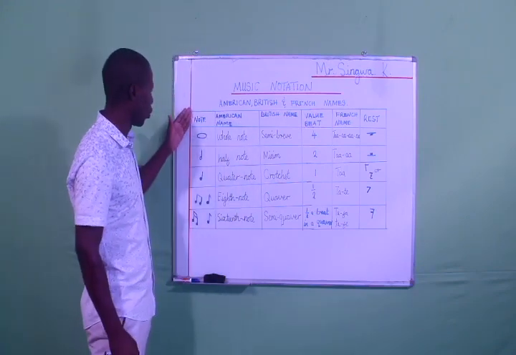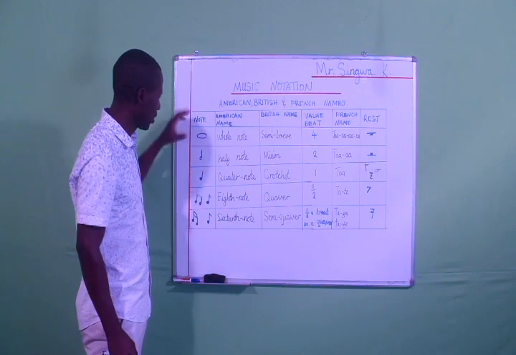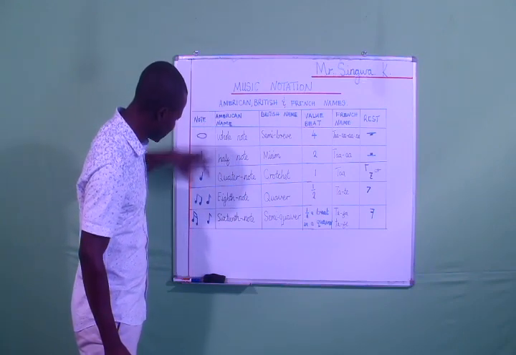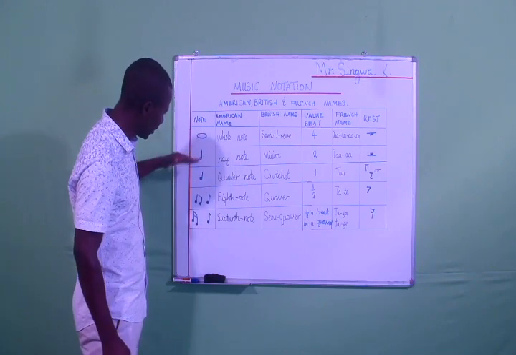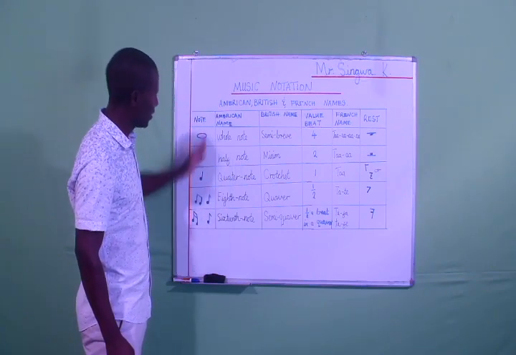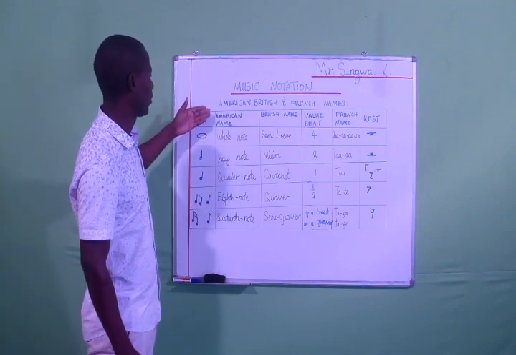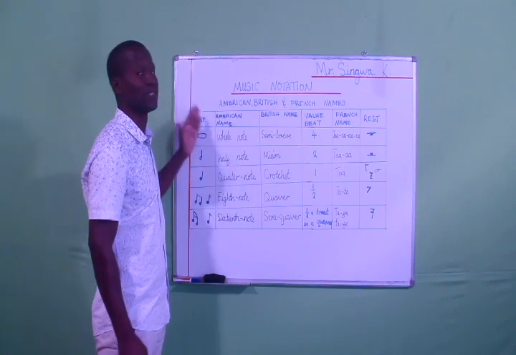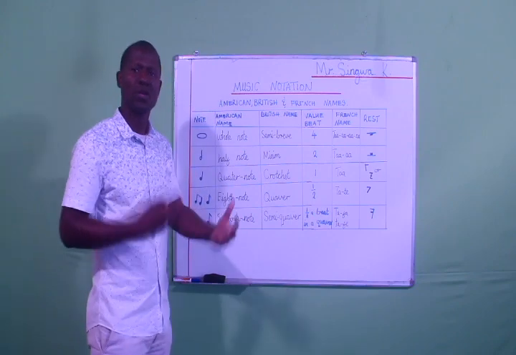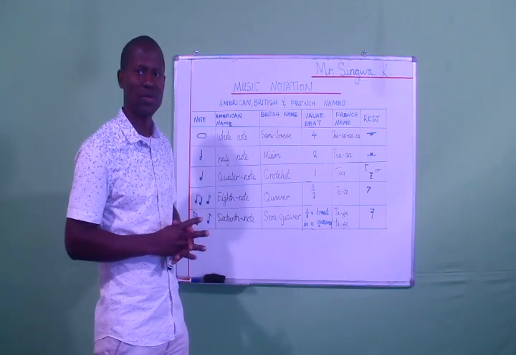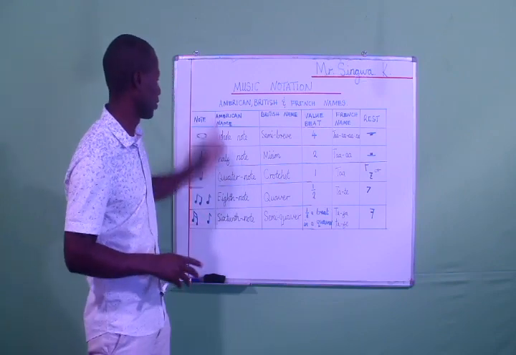We have what we call the notes. This part is for symbols, and we have different types of symbols here. Now, when you look at the second part here, we have what we call American names. This is how they call them when you are in the US, in the United States of America.